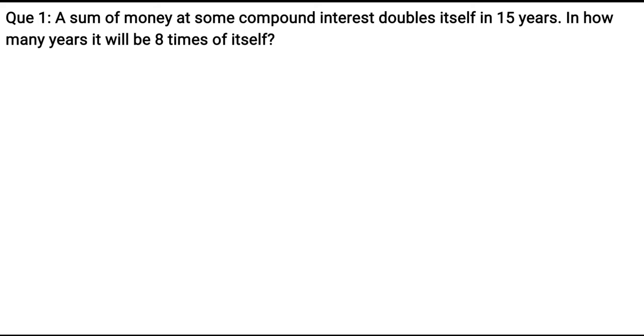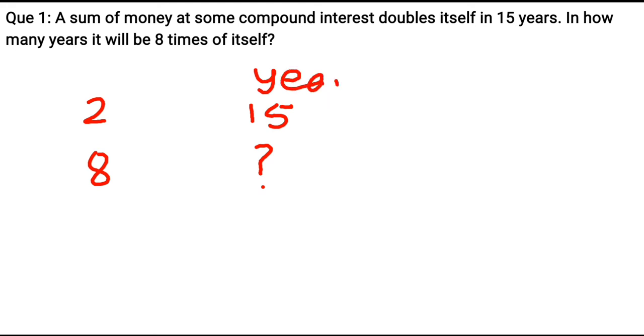So this is the first question. A sum of money at some compound interest doubles itself in 15 years. In how many years will it be 8 times of itself? Means you have a sum of money that doubles itself, means it becomes 2 times, in 15 years. The question is, in how many years will it become 8 times? Okay, so this is number of years and this is times.